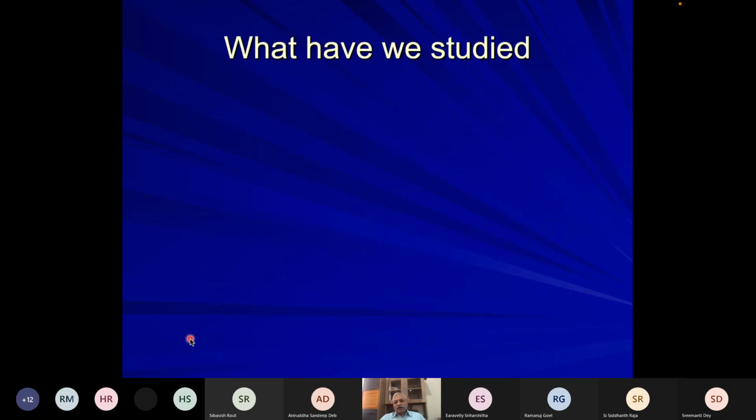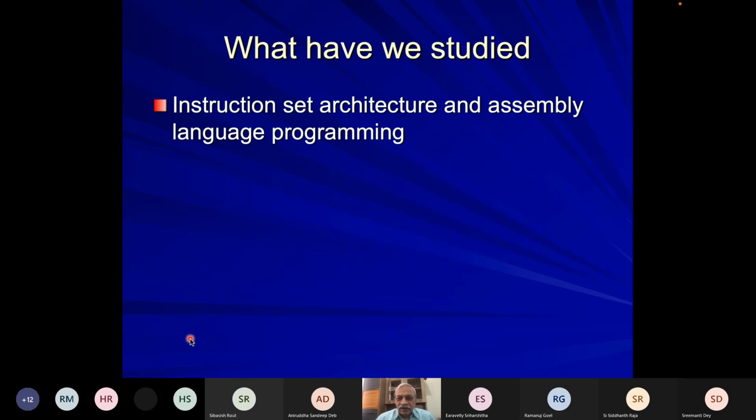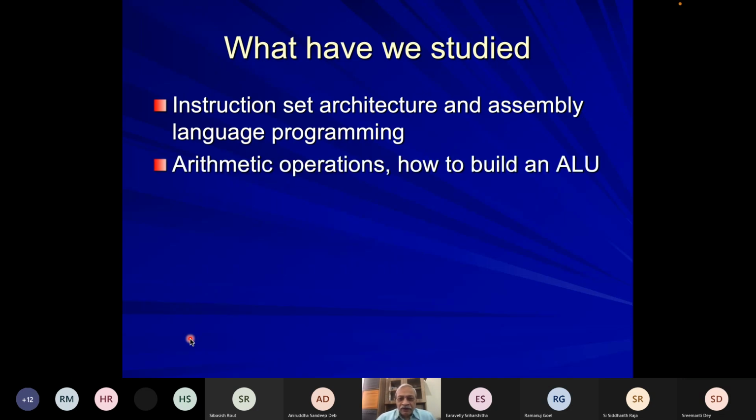Okay, now this was about floating point numbers. We try to go beyond integers. In terms of architectures, what is it that we can do further? So let's look at what we have studied. We talked about simple instruction set and the architecture defined by that instruction set, and familiarized ourselves with assembly language programming to get insight into ISA or instruction set architecture.